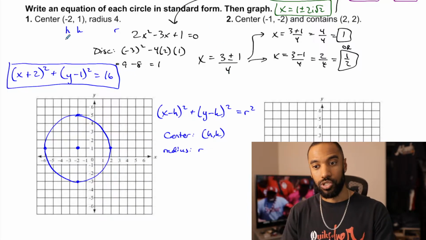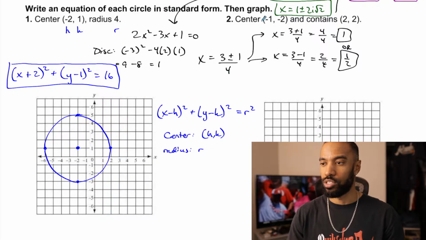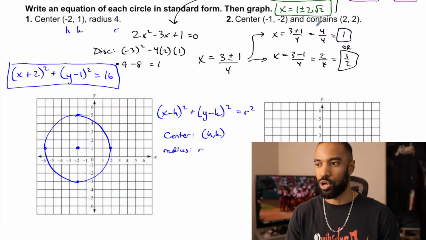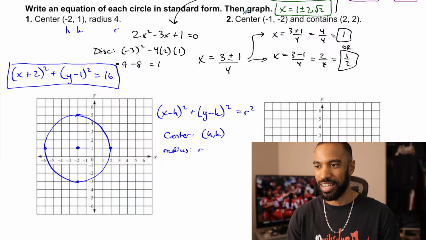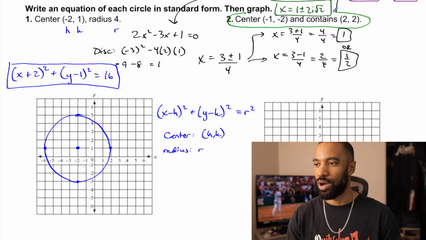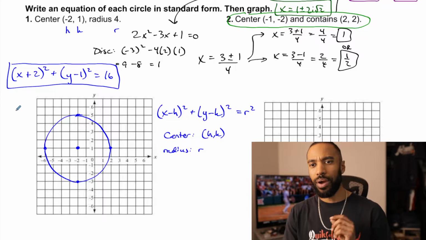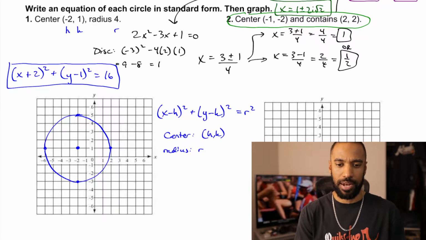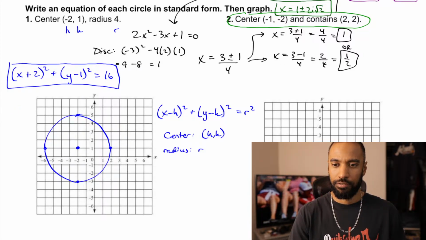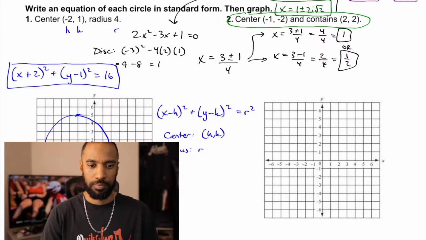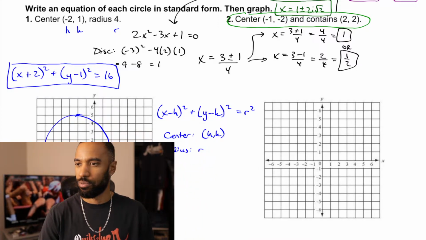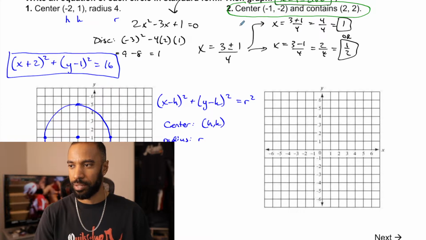Okay, so there's that one. Next one is going to be, well, this time we don't have the radius, and hopefully you can look past this information right here. The center is at negative 1, negative 2. That is my h, k, but it contains the point 2, 2. I kind of feel like graphing first this time, and actually I kind of feel like moving my face over here this time as well. So here we go, and I've got to probably do that more often when I can.